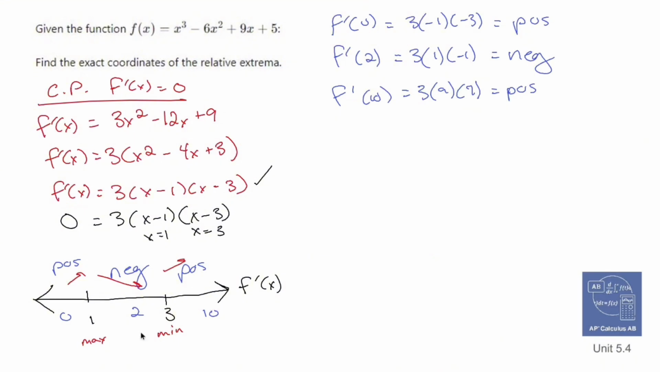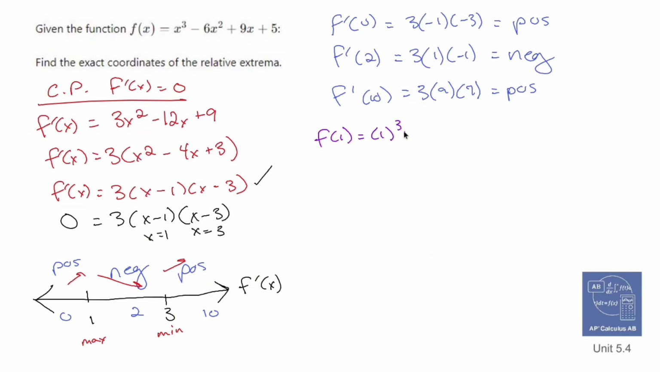But that's not good enough. I have to find the exact coordinates of the relative extrema, which means I have to take 1 and 3 and plug it into the original equation to get the actual values. So let's do f of 1 first.